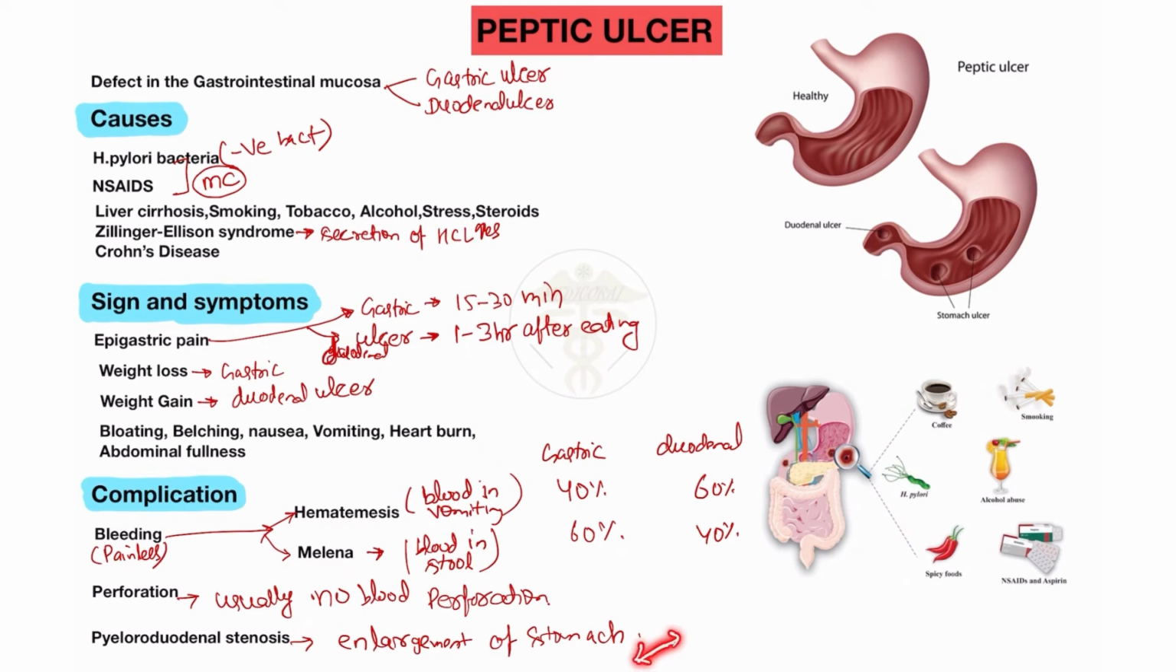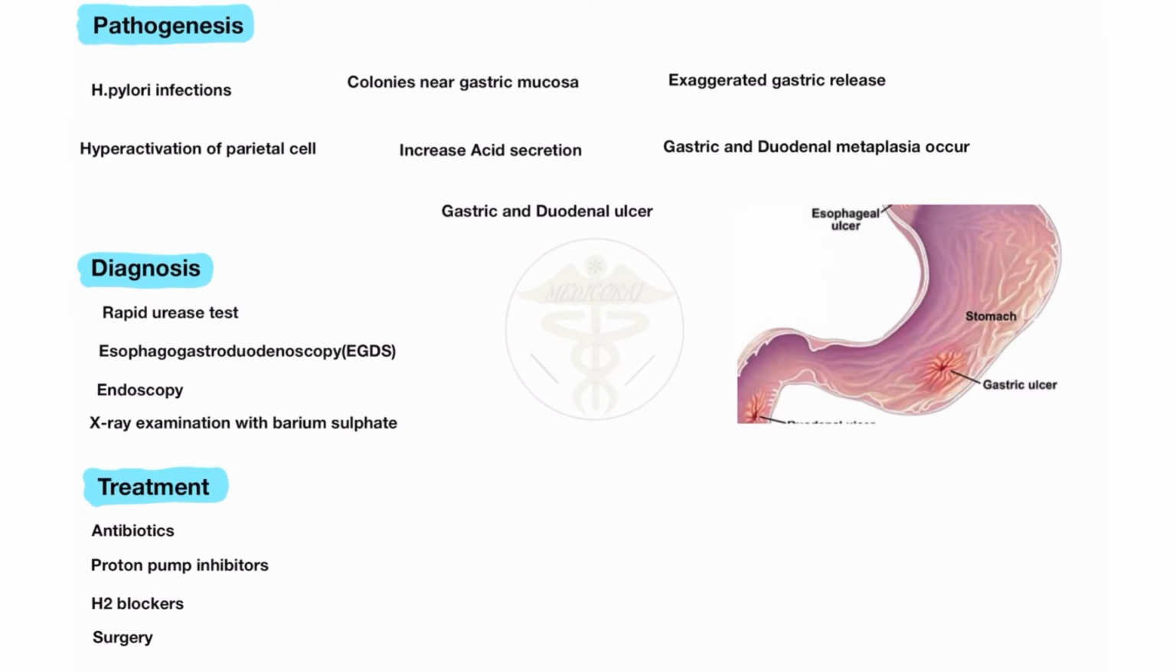Now we will see the pathogenesis, how bacteria affect the peptic ulcer. Pathogenesis of peptic ulcer mostly occurs by Helicobacter pylori bacteria, so I will discuss only the Helicobacter pylori bacteria.